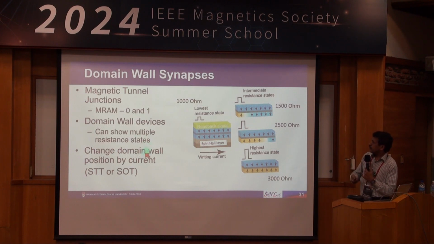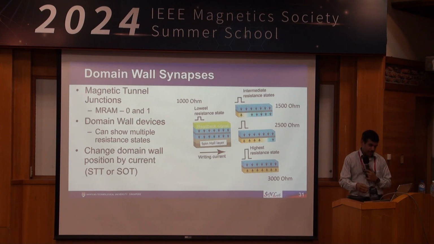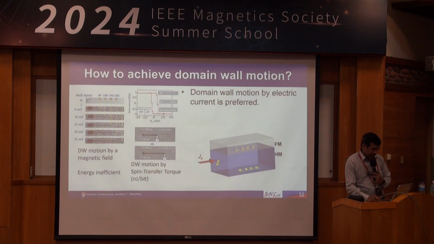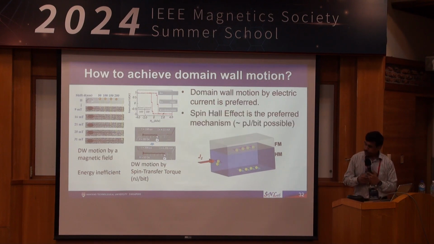And we can change the domain wall position by current. So we can send a current through the ferromagnetic layer and create a spin transfer torque, or we can send the current through the spin Hall layer and generate a spin orbit torque for moving the domain walls. Okay, so you can move the domain walls by magnetic field, or spin transfer torque, or using the spin Hall effect. So most often in the labs we usually use magnetic field first because that's the easier thing to do. Then at some point of time we may also use the spin Hall effect to move the domain walls.